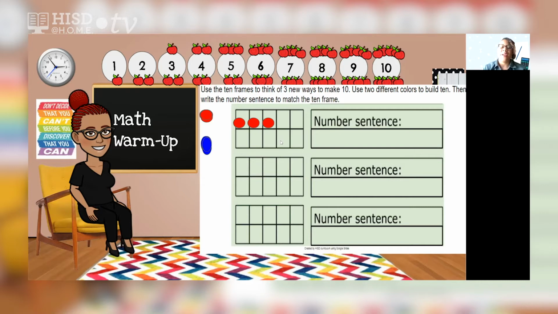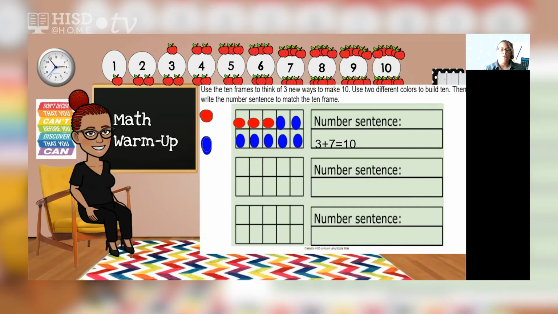So if I fill my 10 frame with 7 blue counters, my number sentence is going to combine the red counters and the blue counters. So my number sentence should say 3 plus 7 equals 10. So one way I could compose the number 10 is to put together 3 and 7. What is another way that we could create the number 10?